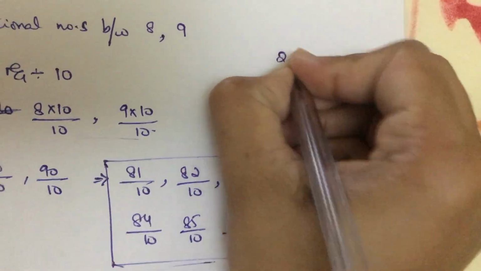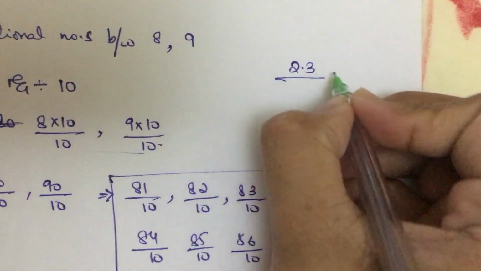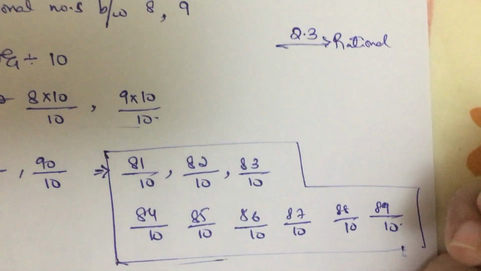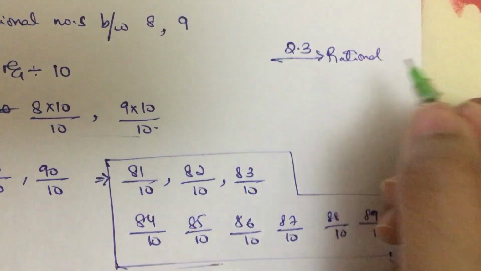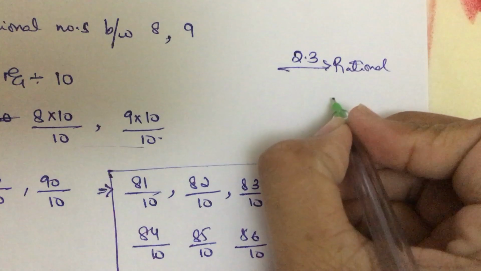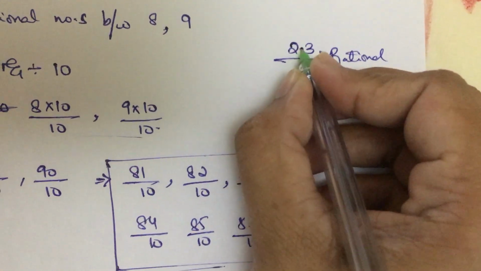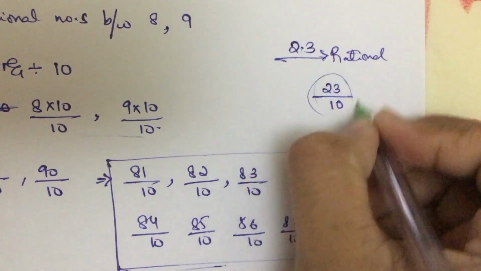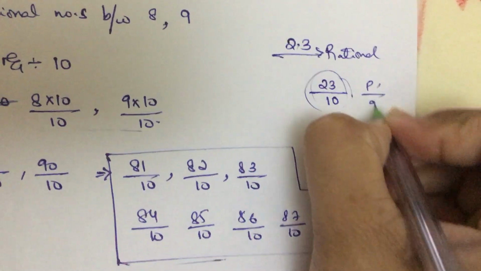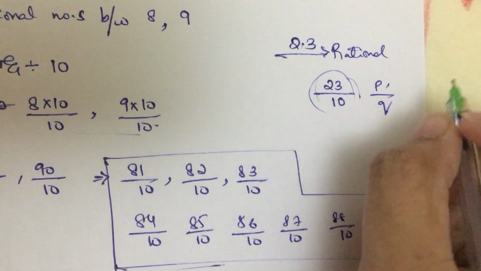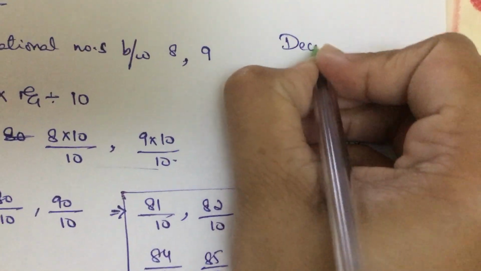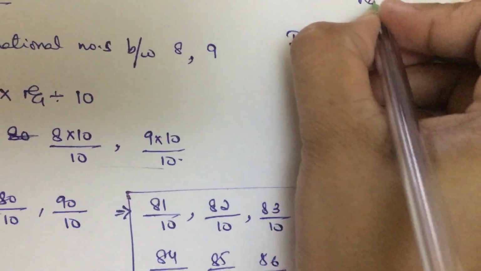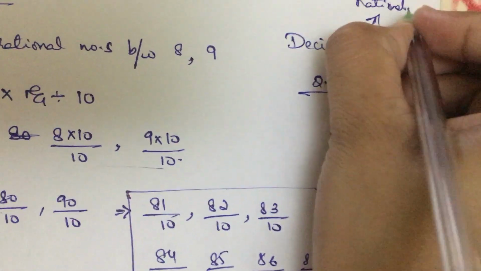If I have 2.3, this 2.3 is also a rational number. You may ask how it is a rational number. It is because I can remove the decimal and put a 1. How many digits? 1 digit, so 1 0. 23 upon 10. Again, p by q form, isn't it? Numerator and denominator, fraction form. So decimal numbers are also rational. You can write them as rational numbers.